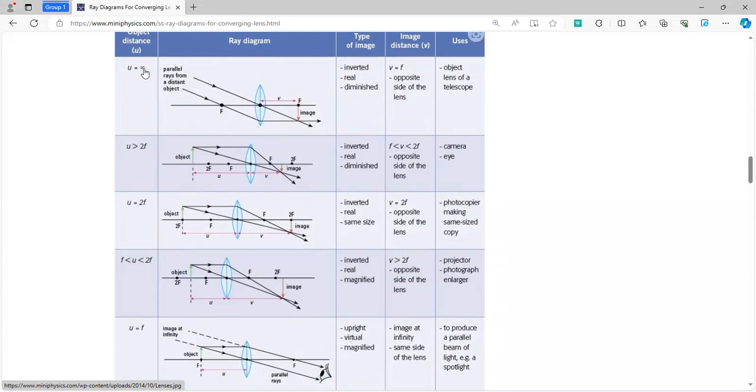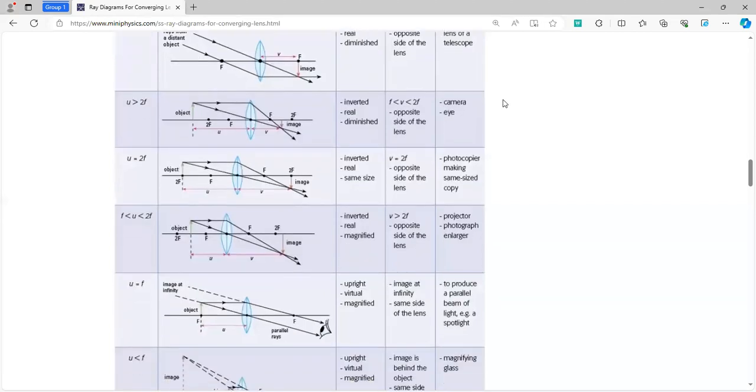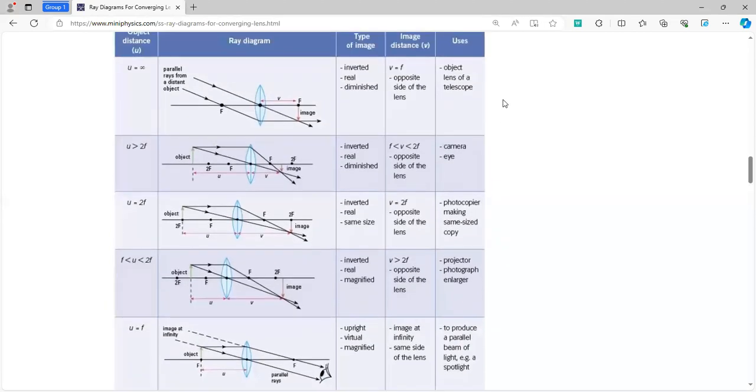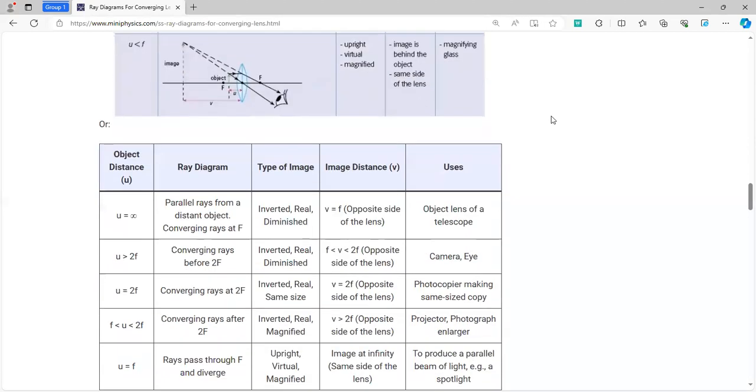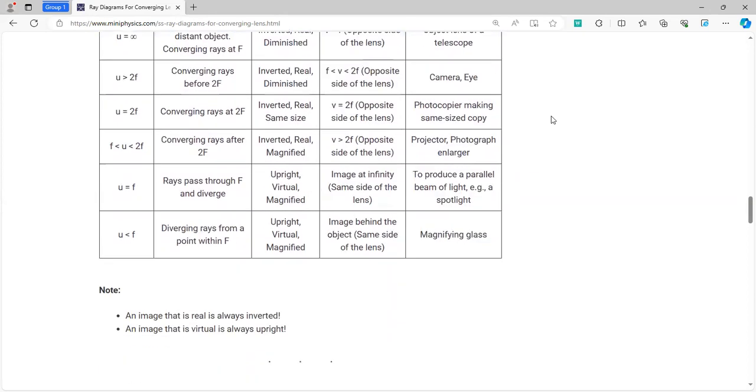In number one, they were saying that if the object was at infinity, then the image will be at the focal point, and it will be on the opposite side of the lens. This is the same side of the lens, this is the opposite side of the lens. Now you'll have to remember each of these uses. For example, the use of a telescope, a camera, and a human eye. So these are repeatedly asked in the MCQs as well.